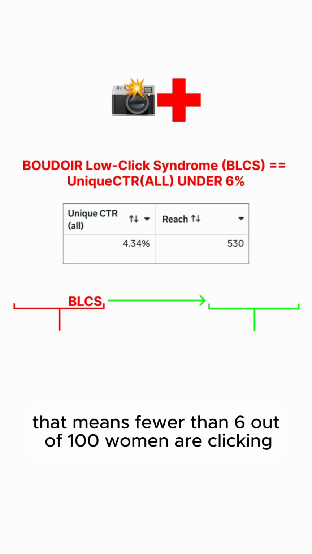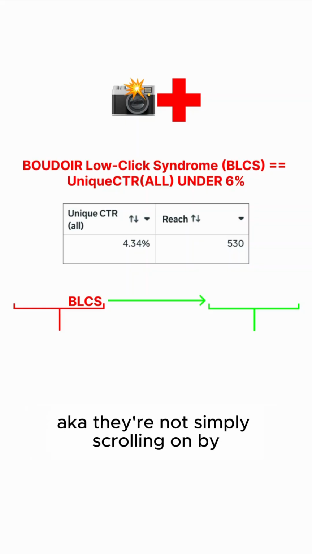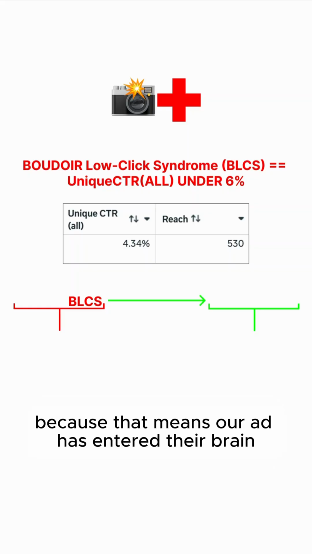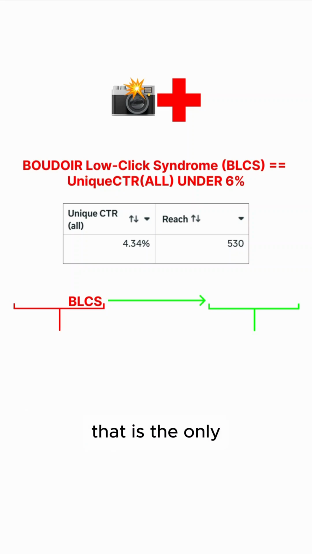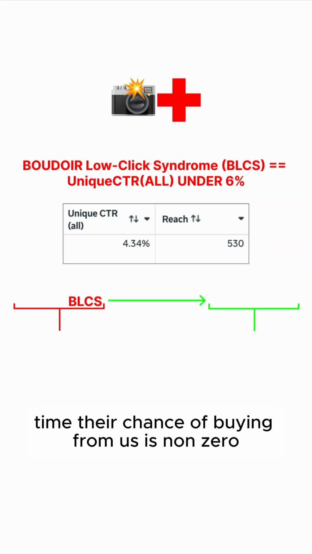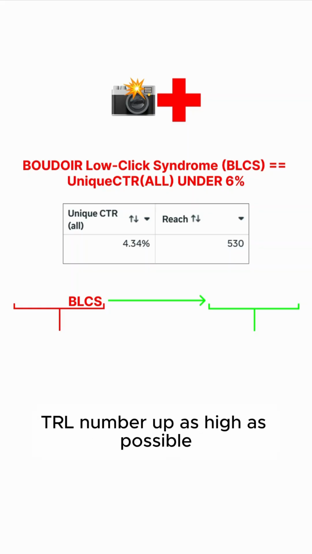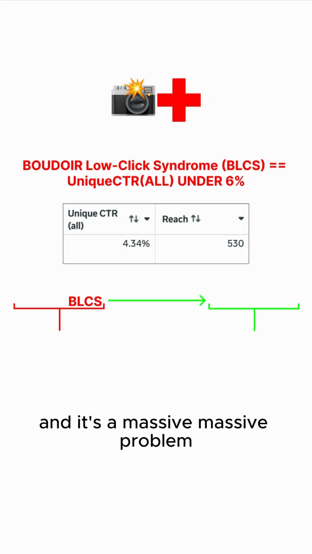That means fewer than 6 out of 100 women are clicking somewhere on our ad, aka they're not simply scrolling on by. And we care about women clicking somewhere on our ad because that means our ad has entered their brain. And we care about that because when our ad enters their brain, that is the only time their chance of buying from us is non-zero. So we got to get this unique CTR all number up as high as possible, but under 6% is the most common thing I'm seeing, and it's a massive, massive problem.